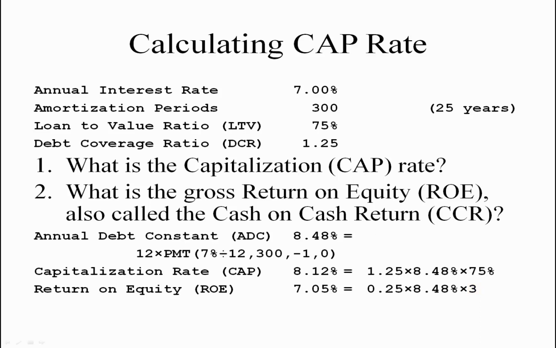You'll also see here that the return on equity is less than the capitalization rate. This is a negative leverage transaction. That's because the debt coverage ratio is too low. You'd be better off just paying all cash with your equity funds, buying a smaller property, and getting 8.12% cap rate.